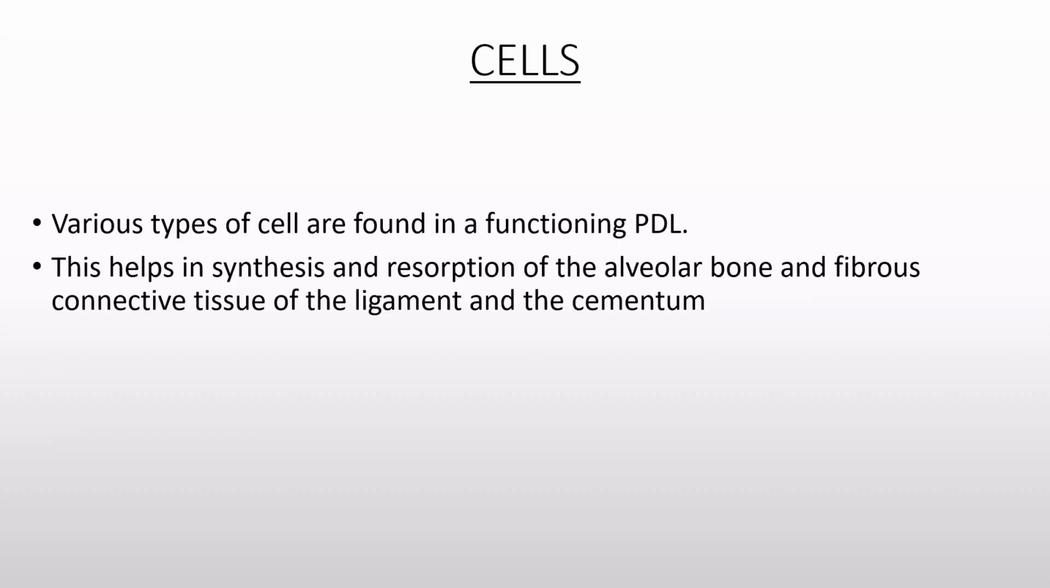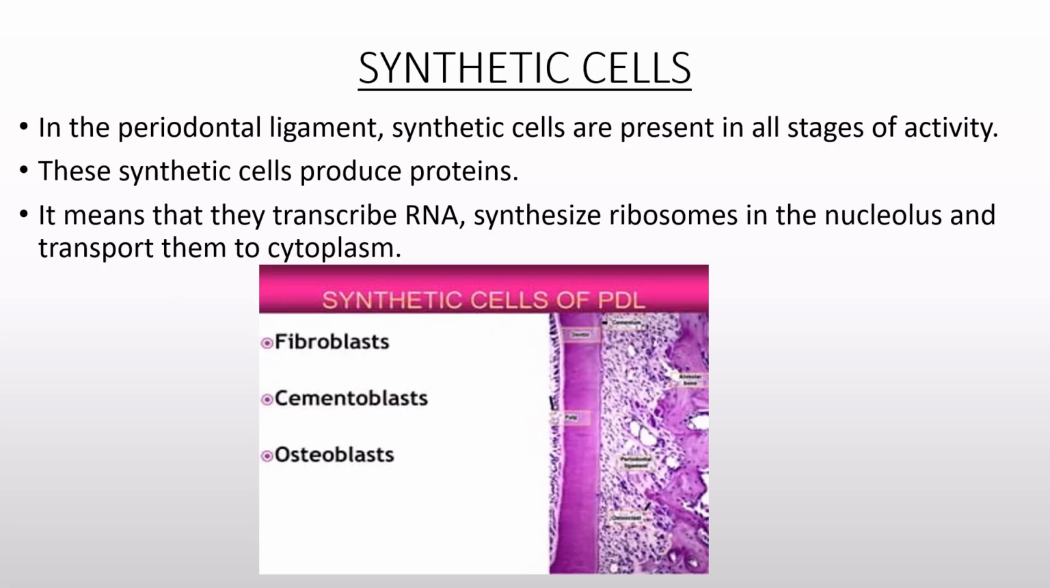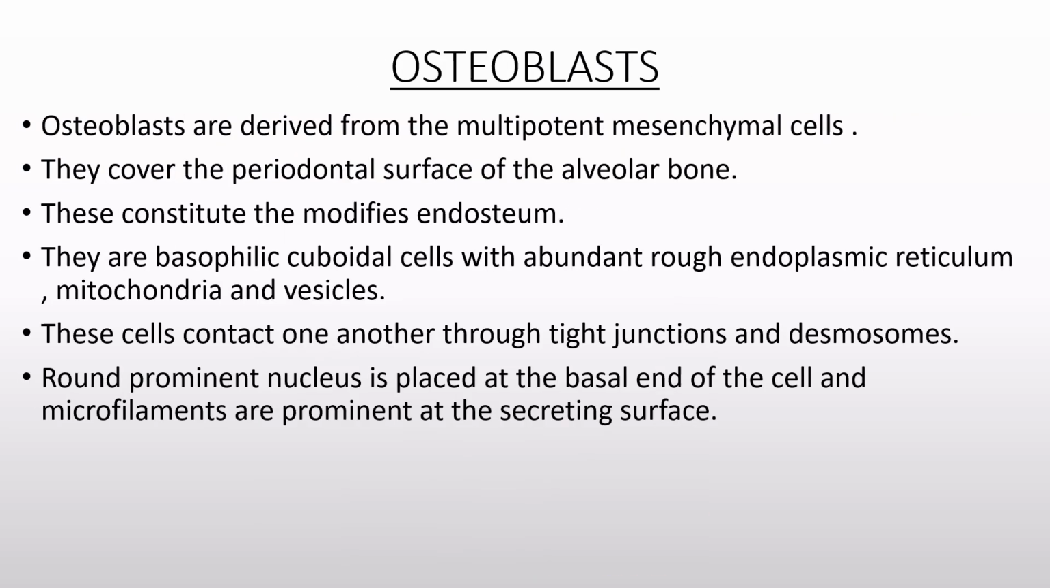Coming to the cells, there are various types of cells which are found in the functioning periodontal ligament, which help in the synthesis and resorption of the alveolar bone, the fibrous connective tissue of the ligament, and the cementum. Coming to the synthetic cells, in a periodontal ligament, synthetic cells are present in all stages of activity. These are the cells which can produce protein. That means they transcribe the RNA, synthesize the ribosomes in the nucleolus, and transport them to the cytoplasm.